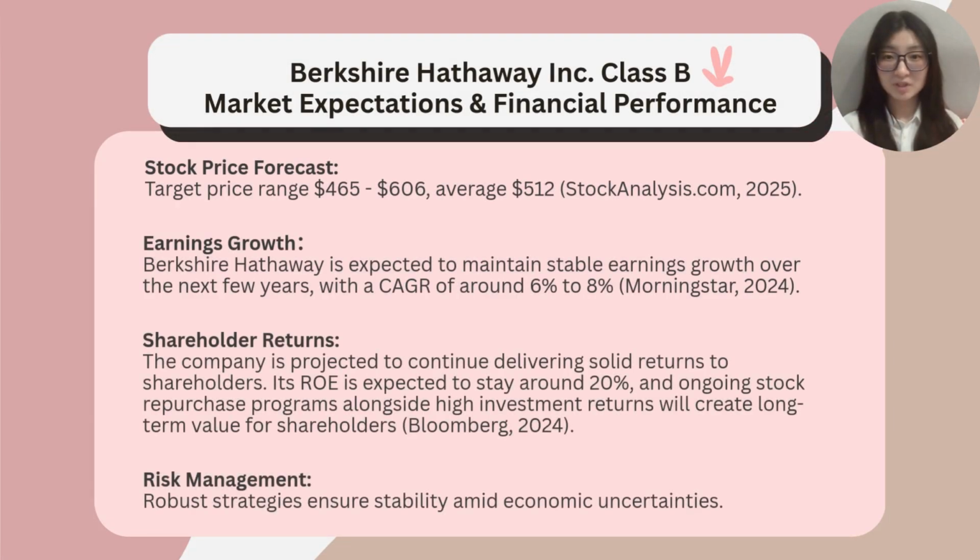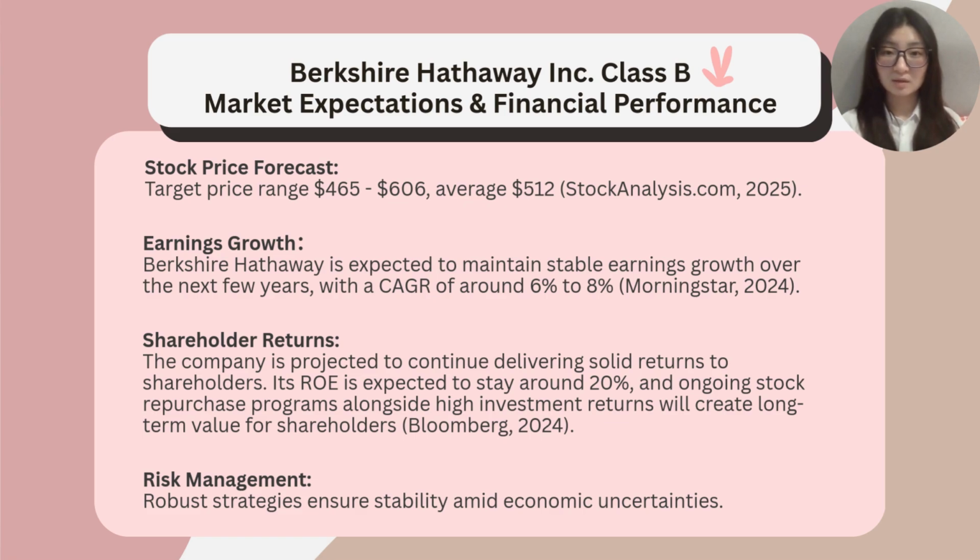I agree that Berkshire Hathaway Class B shares are one of the potential alternative investments. Then let's briefly review its market expectations and financial performance. So first, in terms of stock price, analysts are forecasting a large range between $465 and $606, with an average around $512. This suggests stable and steady growth going forward.